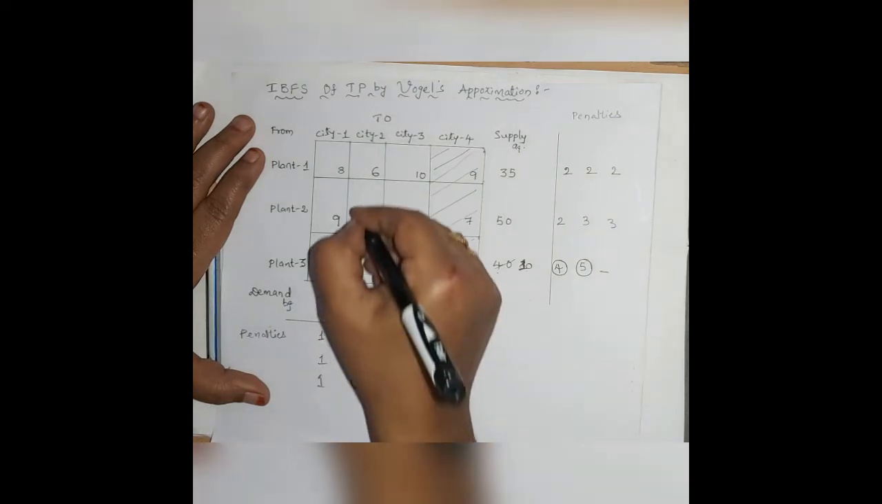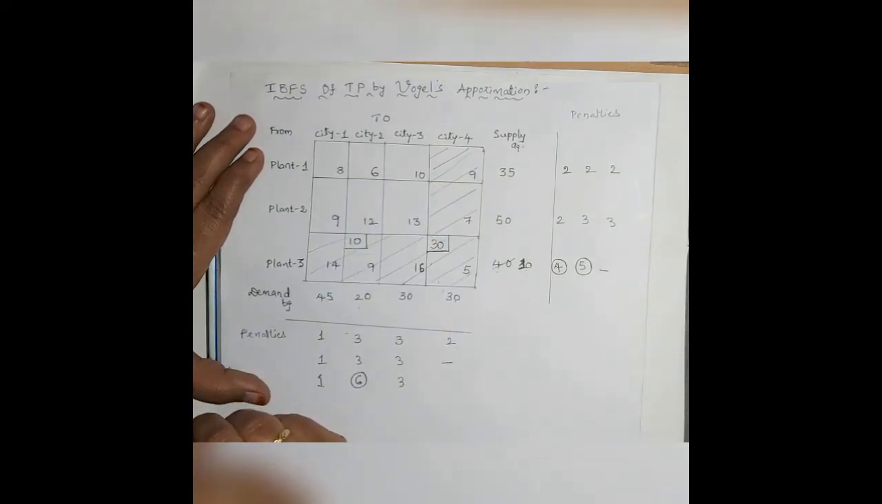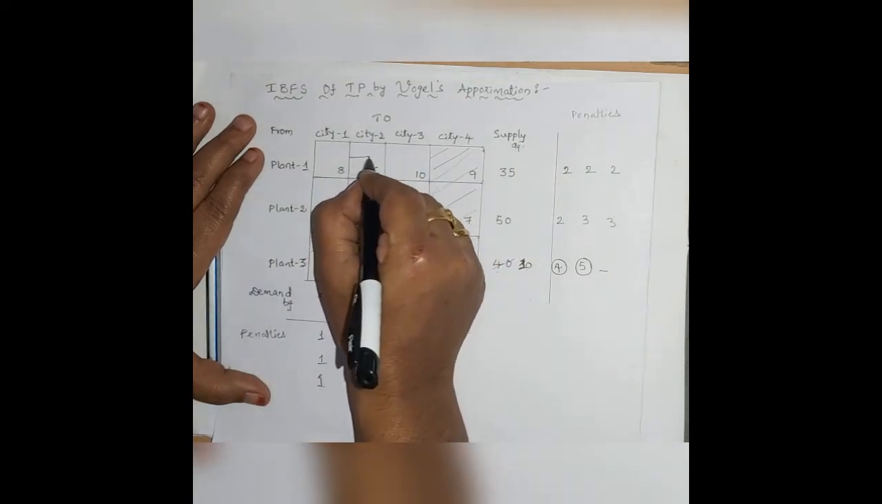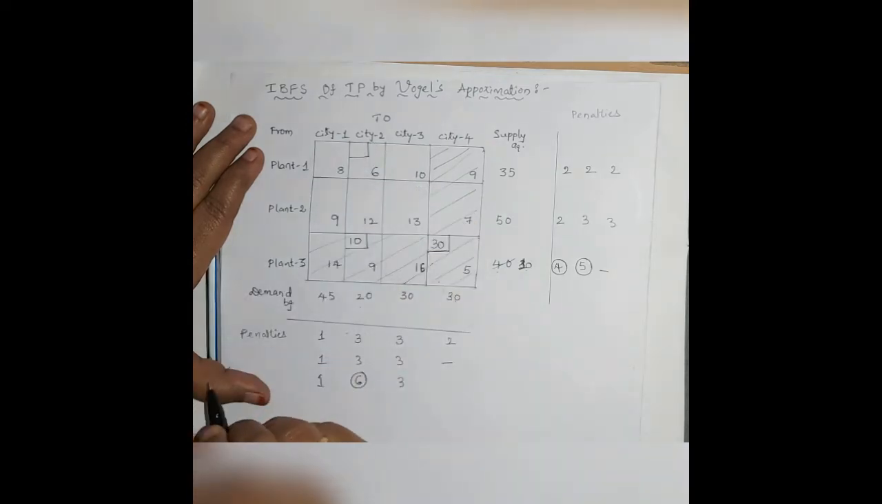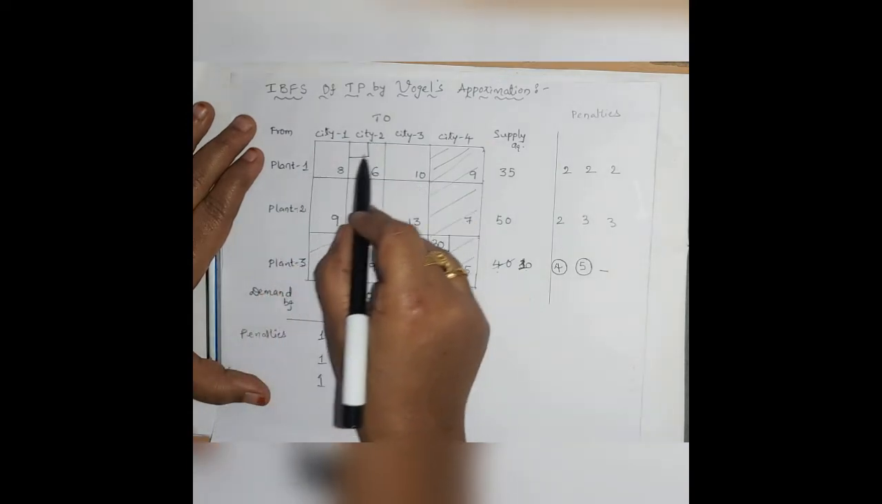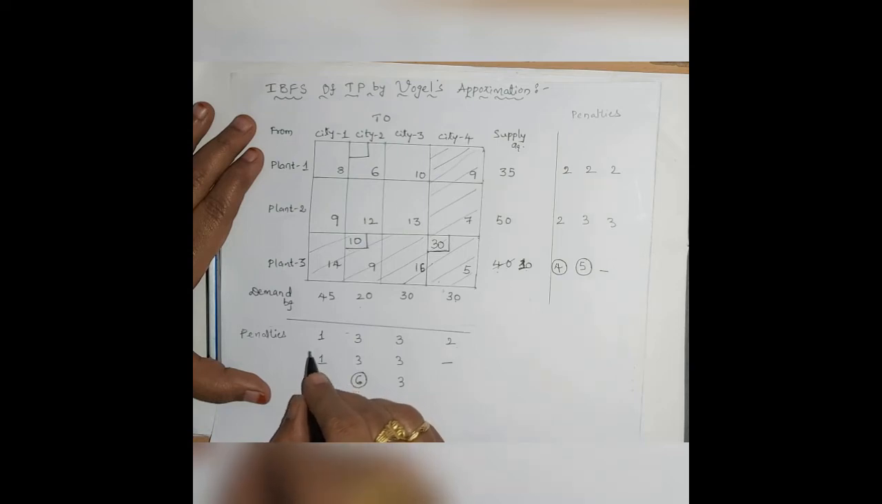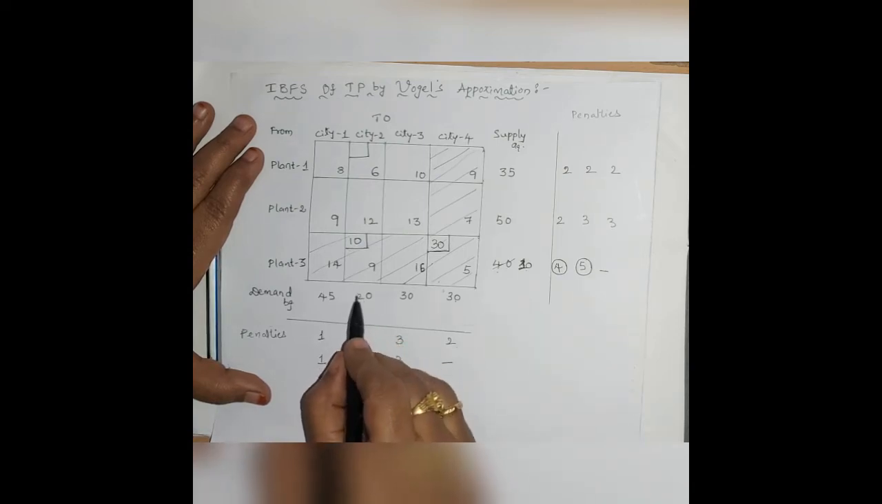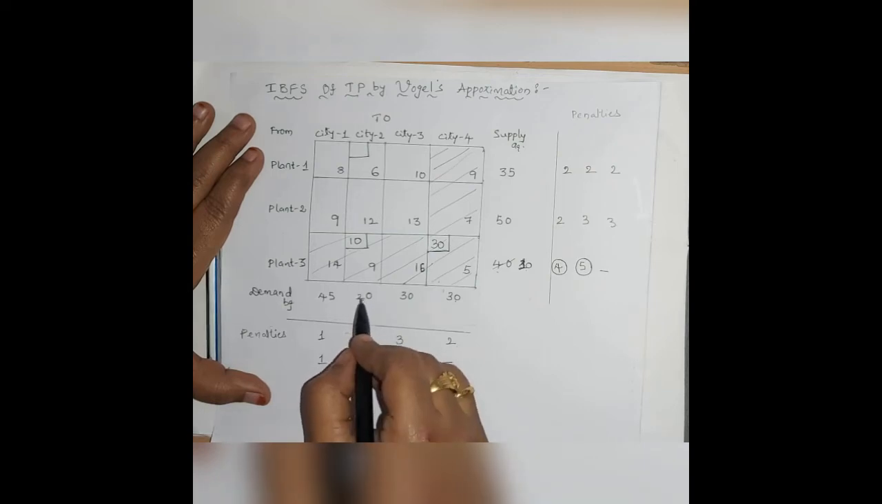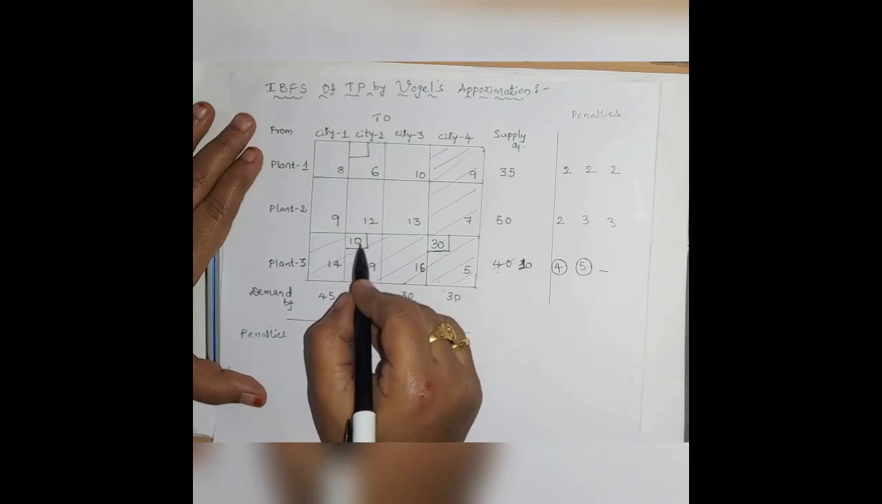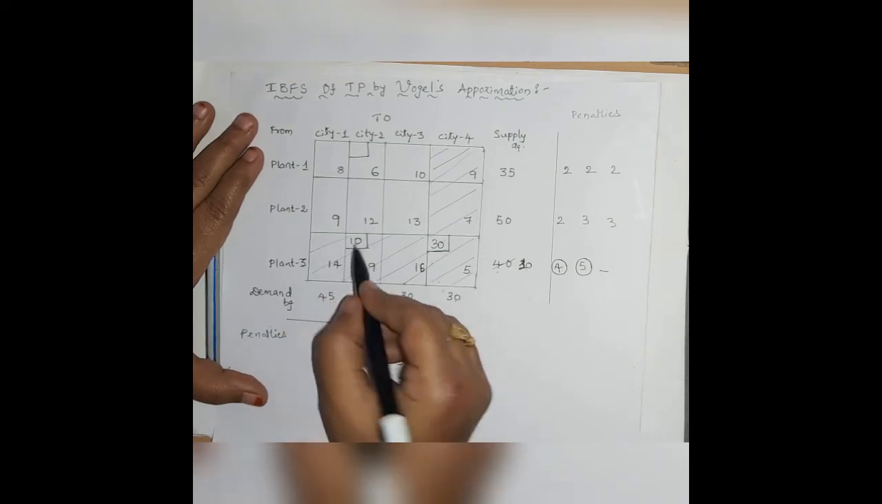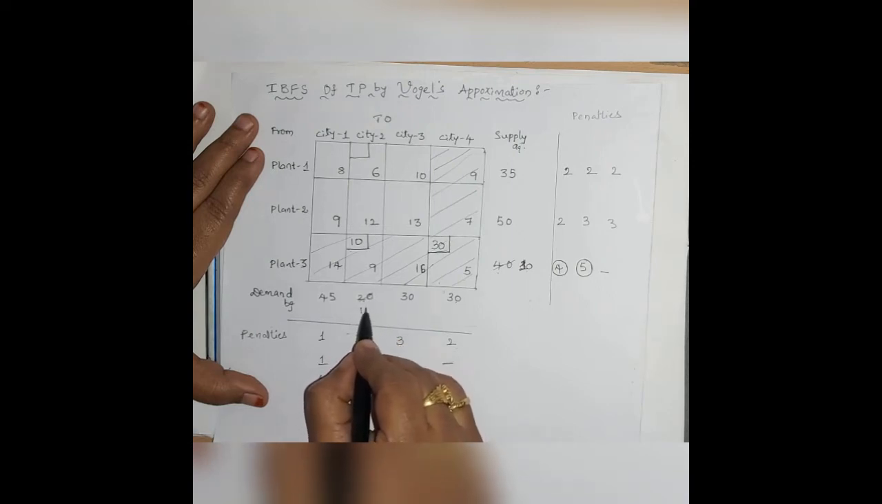So consider the second column. In the second column, you need to consider the least cost. The least cost here is 6. Okay. So in the cell 1, 2, now you need to make the assignment, right? Because for city 2, I have the requirement or the demand of 20 units, and out of the 20 units, I have procured it from plant 3 10 units. So the remaining requirement for the city 2 is 10 units.